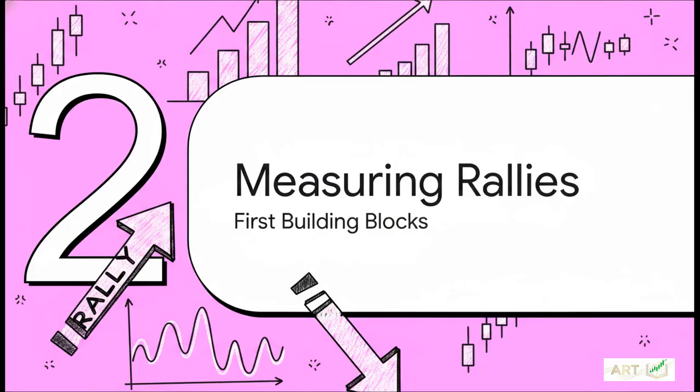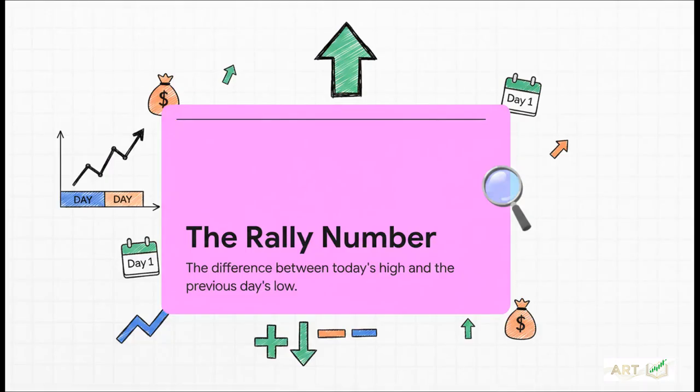Section 2. Measuring rallies and declines. The first building blocks. Okay, let's get into the actual math now and focus on our first two critical variables. First up, we have the rally number. This specifically measures upward momentum across a 2-day period. It tells us exactly how far the market was able to rally from one day to the next.